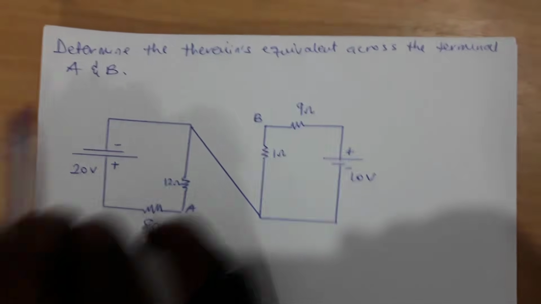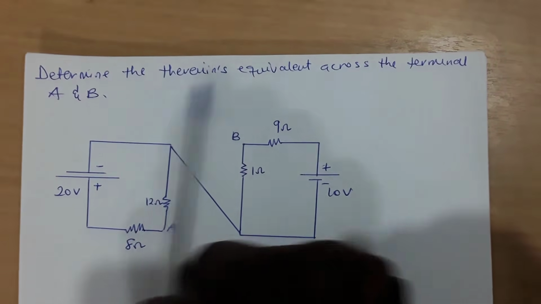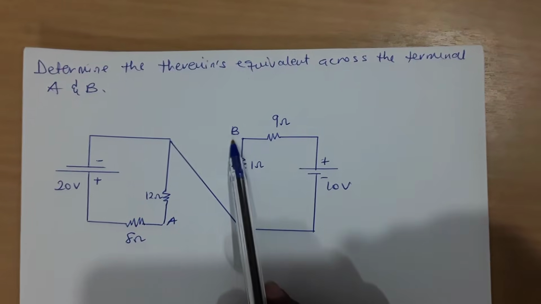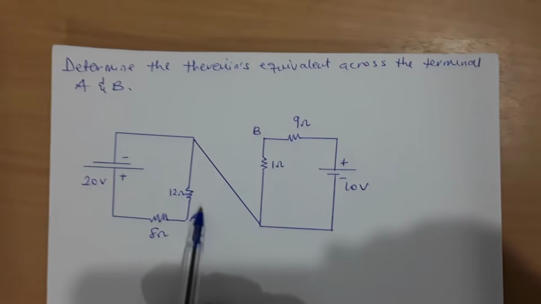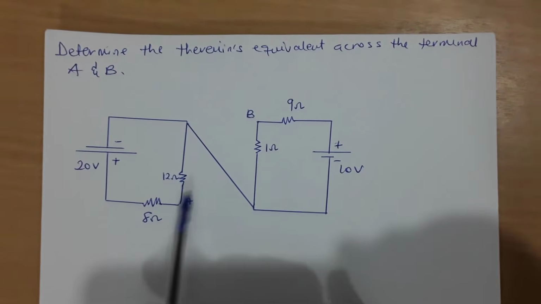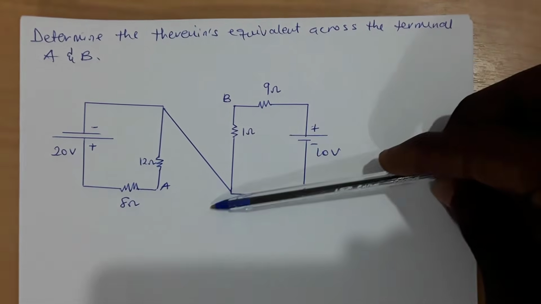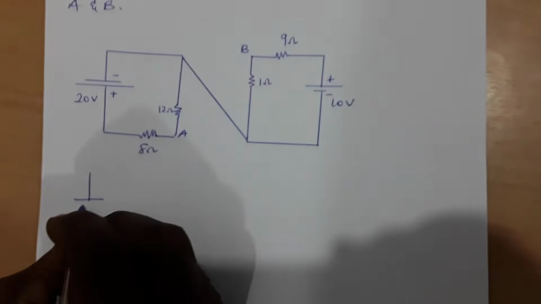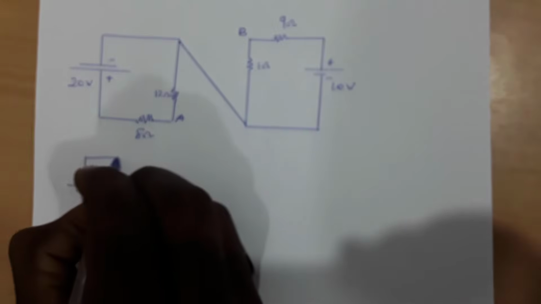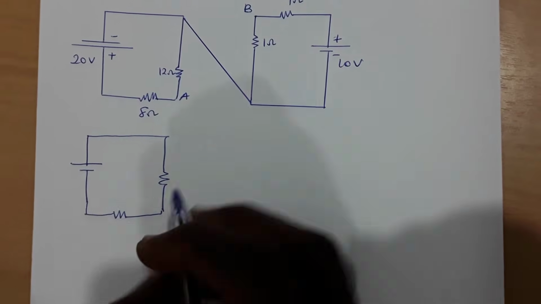So in this question it tells us to determine the Thevenin's equivalent across the terminal A and B. We can see this is A and B, right? So we can make this circuit very easy. This is just a wire, so we can turn it like this, and it will make it look like this. Very simple. Just follow and you will understand. It will look like this.